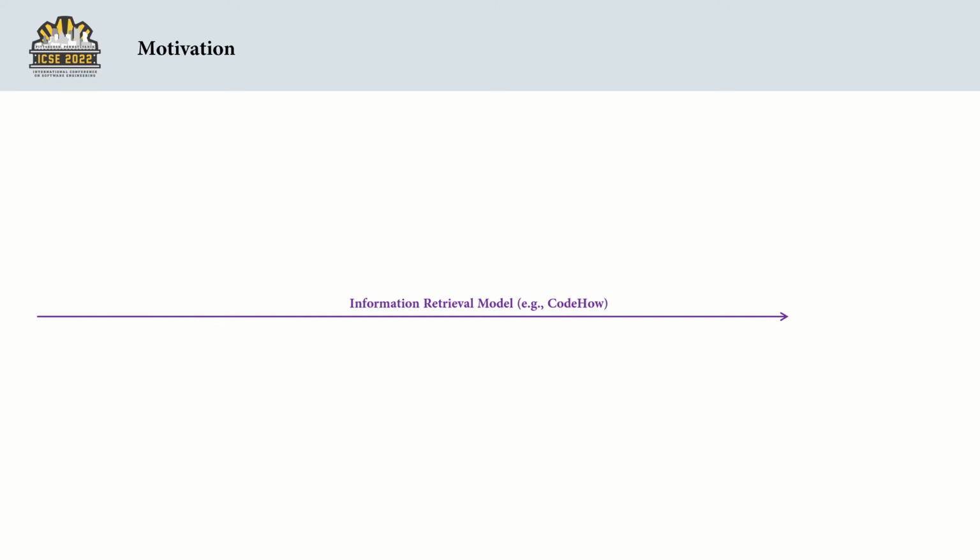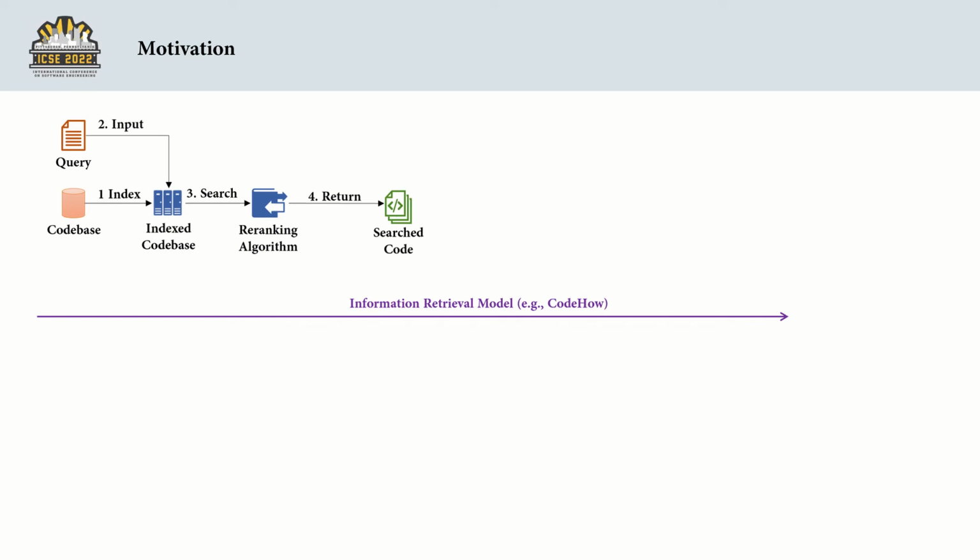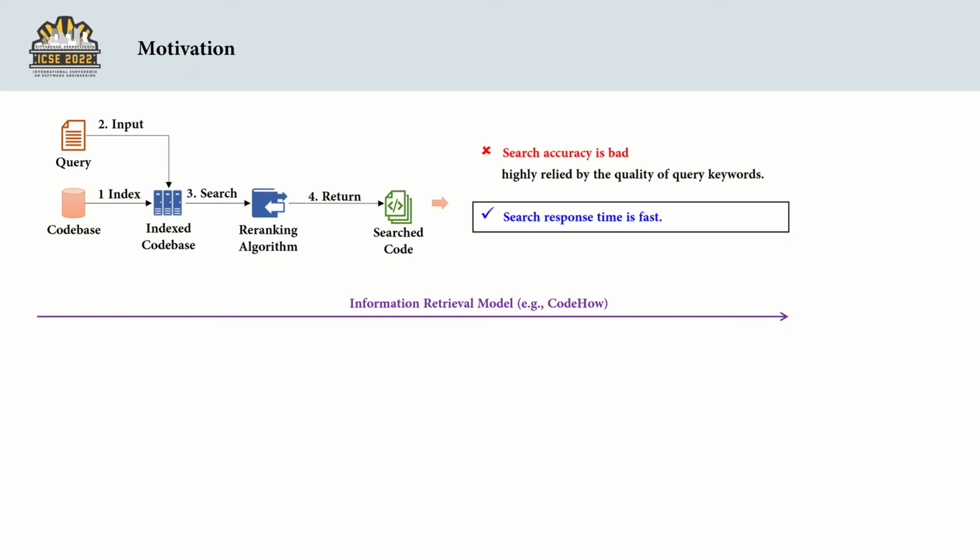Generally, the GitHub search engine is an information retrieval-based model. It works in 4 steps. The information retrieval model first builds an index for large-scale code methods from the codebase, then performs code search according to the word matching degree between the query and the code in the codebase. Then a reranking algorithm is used to sort the searched code list and return the top results to the users. The information retrieval model is favored by industry due to its fast search response time, making the code search service always available.